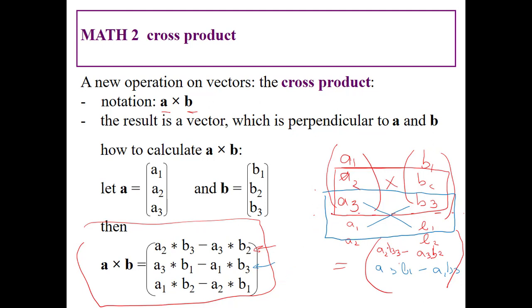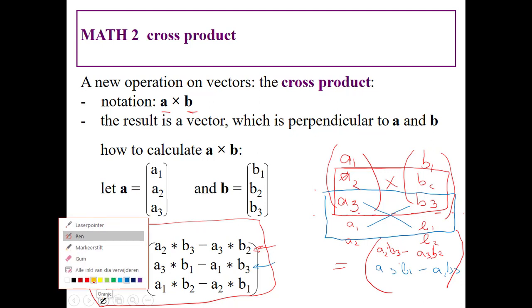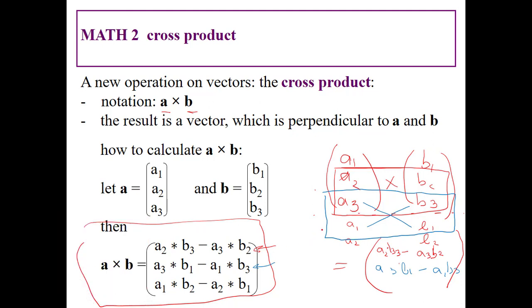And of course for the last one, let's make another color again. So for the last one, we go one bit lower and we use this rectangle. Then we get A1B2 minus A2B1. So we don't need to remember this formula, just remember that you use the determinant, and every time we calculate a position, we use the determinant of the two underneath.